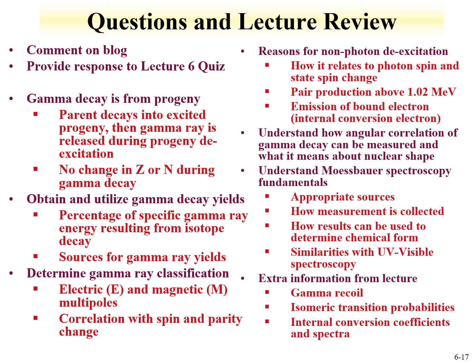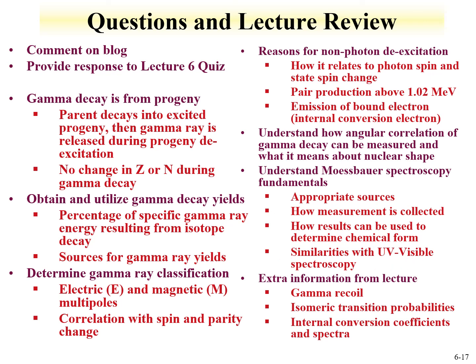You should understand how angular correlation of gamma decay can be measured, and what that data tells about the shape of a nucleus, and how that is related to the charge of the nucleus and the fact that a photon is an electromagnetic force. You should understand Mössbauer spectroscopy, principally what the appropriate sources are, how measurements are collected, how results can be used to determine the chemical form, and how Mössbauer spectroscopy is in some ways similar to UV-visible spectroscopy.